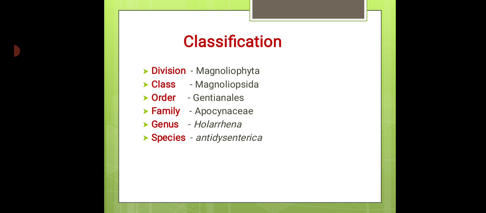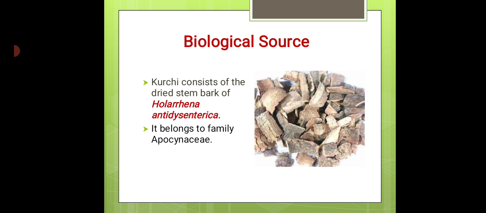Then classification of Holarrhena antidysenterica. Division is Magnoliophyta, class is Magnoliopsida, order is Gentianales, family is Apocynaceae, genus is Holarrhena and species is antidysenterica. So what is the biological source of Holarrhena? Kurchi, that is Holarrhena, consists of the dried stem bark of Holarrhena antidysenterica and it belongs to the family Apocynaceae.